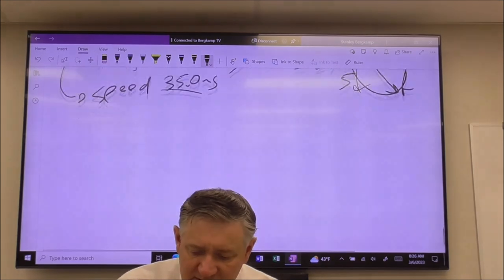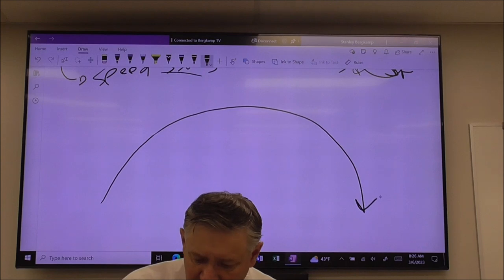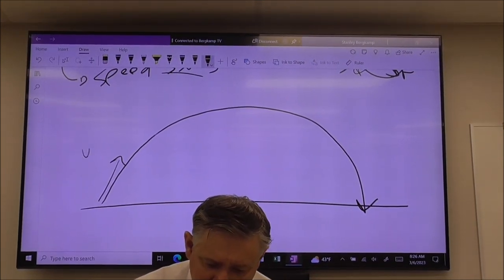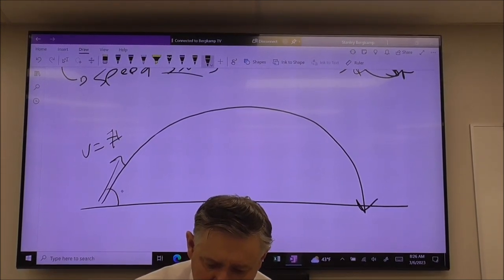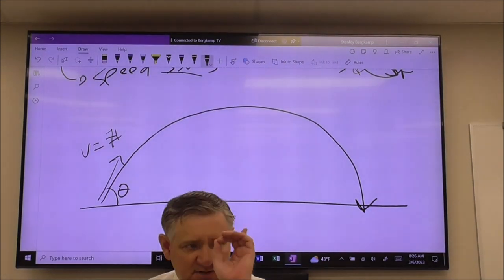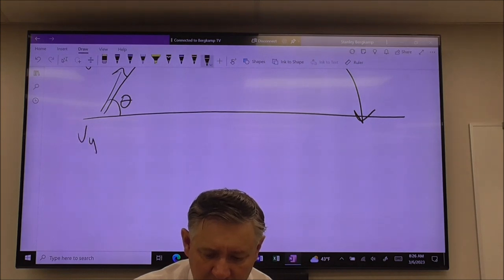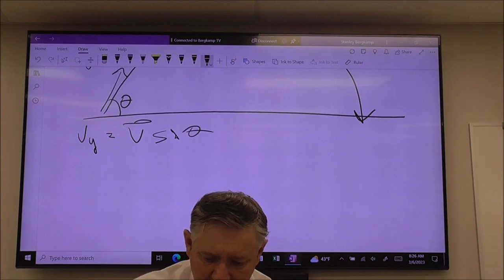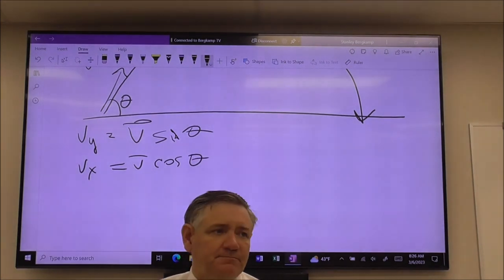So here's the main idea. When you get projectile motion problems, kind of summarize everything, okay? You're going to be given a launch velocity, some number, and you're going to be given an angle. So here's the first thing that you do. You find your VY using the launch velocity times the sine of the angle. You find your VX using the launch velocity times the cosine of the angle. Okay? That's what you do.